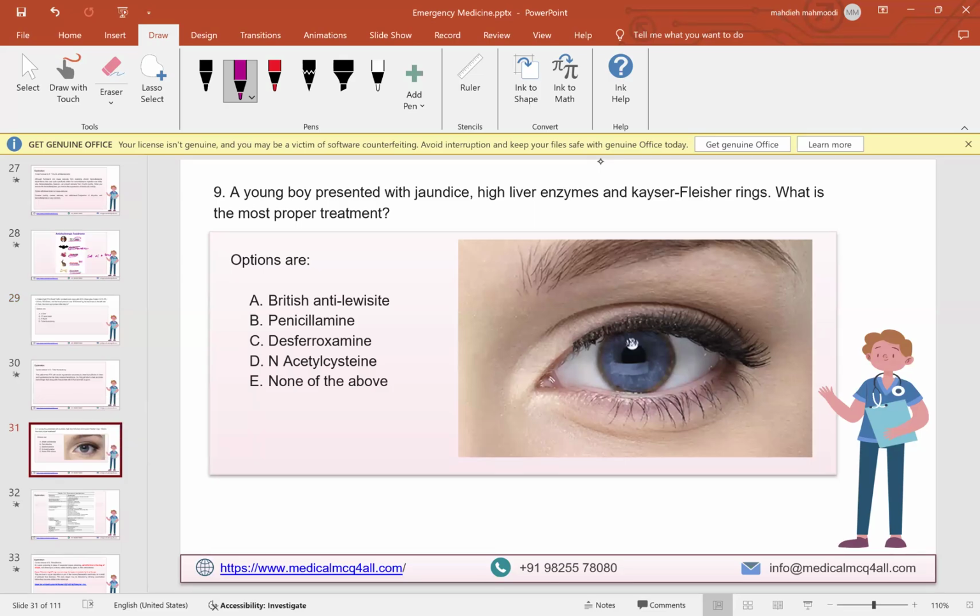Young boy presented with jaundice, high liver enzymes, and Kayser-Fleischer ring. You see the ring, this brown ring. What is the most proper treatment? British anti-Lewisite, penicillamine, deferoxamine, and acetylcysteine, or none?